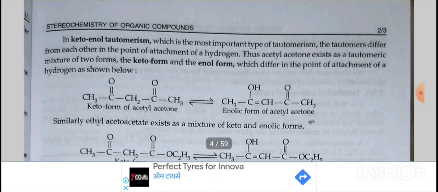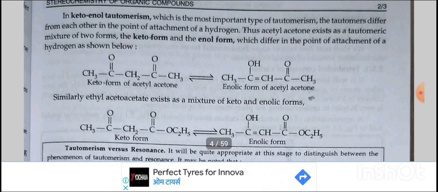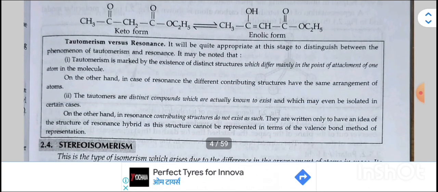Acetylacetone exists as a tautomeric mixture of two forms, the keto form and the enol form, which differ in point of attachment of hydrogen, as shown below. Keto form of acetylacetone, enolic form of acetylacetone. Similarly, ethyl acetoacetate exists as a mixture of keto and enolic forms.